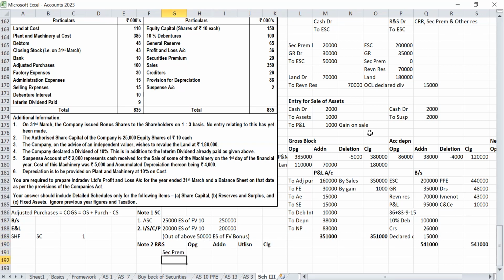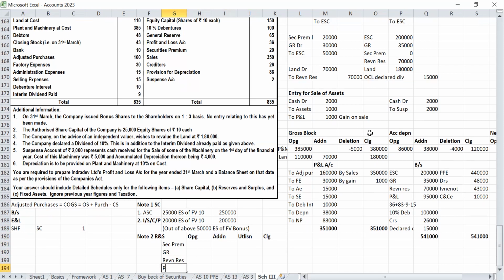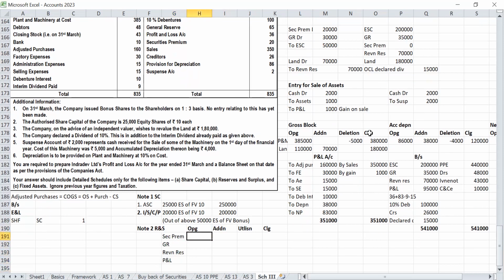So securities premium, general reserve, revaluation reserve, profit and loss account. Securities premium opening balance 20,000; we have used 20,000 for bonus. General reserve 65,000; we have utilized 30,000 for bonus. You have to just disclose the utilization and bonus. From where you have utilized, you need not disclose.